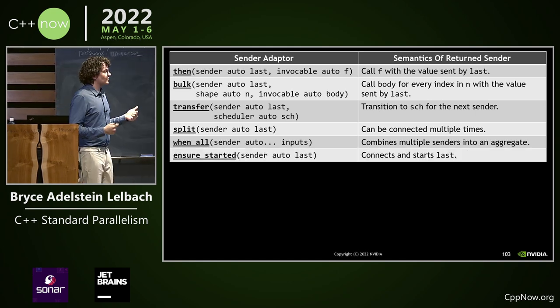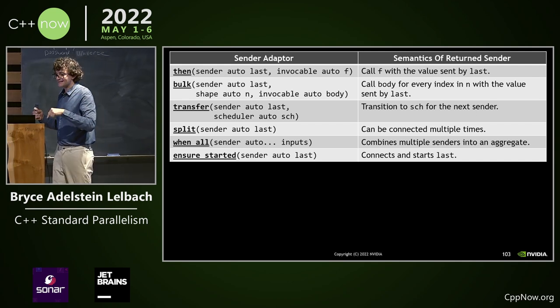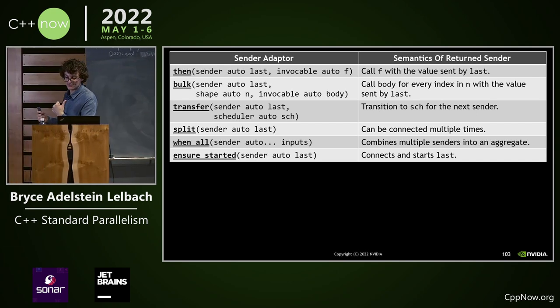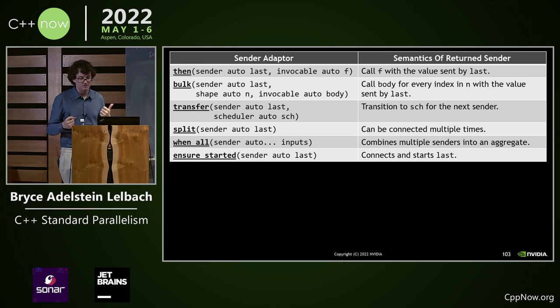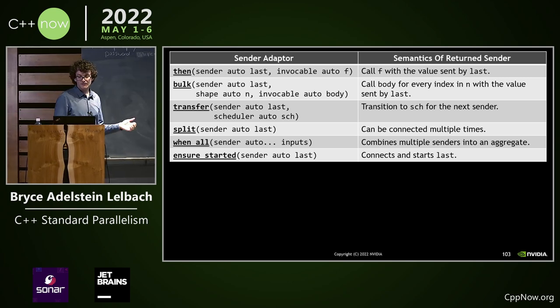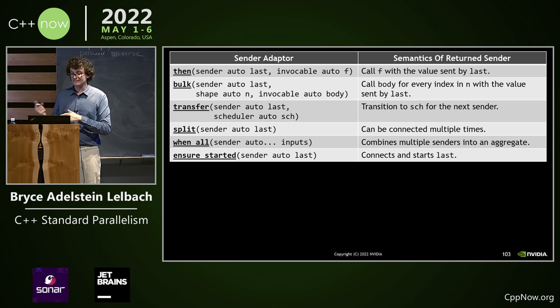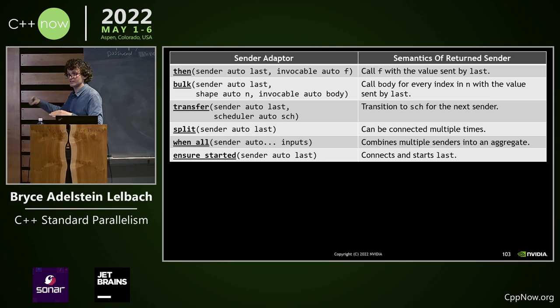So ensure started will connect and start a sender, returning a new sender that will pass the signal sent by the original. If the input sender is a composition containing other senders, then those senders will be connected and started as well.